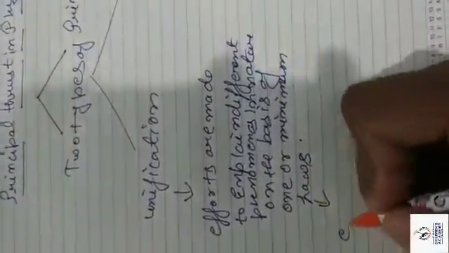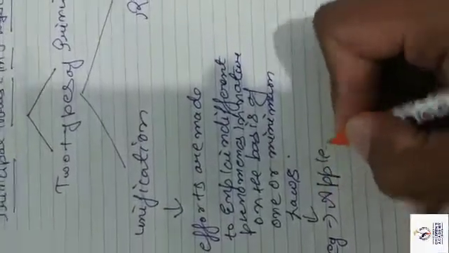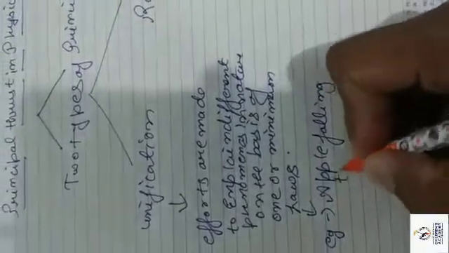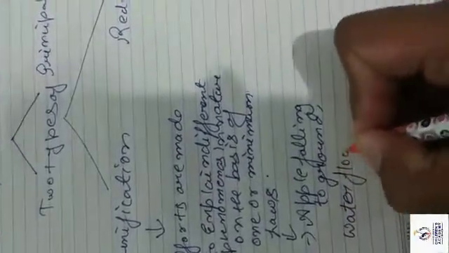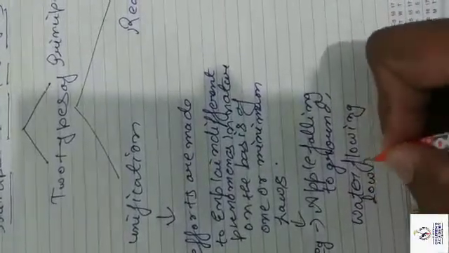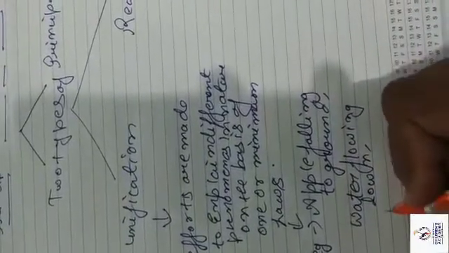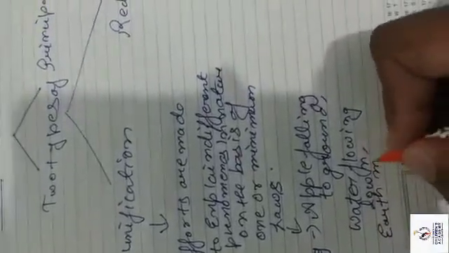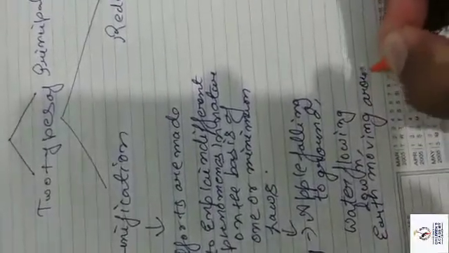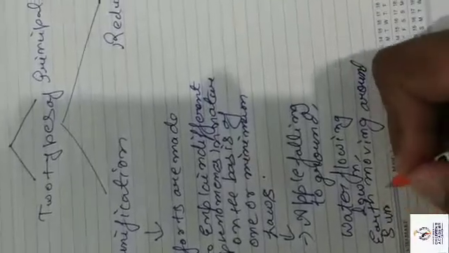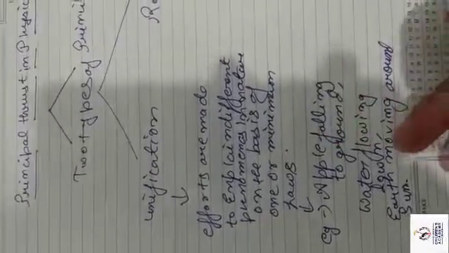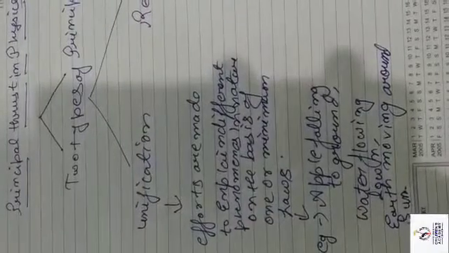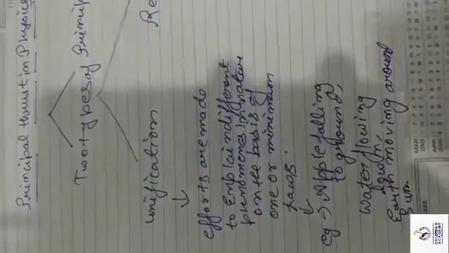So just for example, let's take one example. Apple falling to ground, water flowing down. Let's take one more example. Earth moving around the sun. So these all are phenomena explained on the basis of a single law. Which law? Law of gravitation. Apple falling on the ground, water flowing down, earth moving around the sun, all of this we have seen in the law of gravitation.